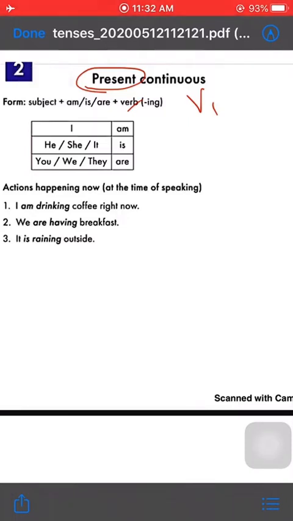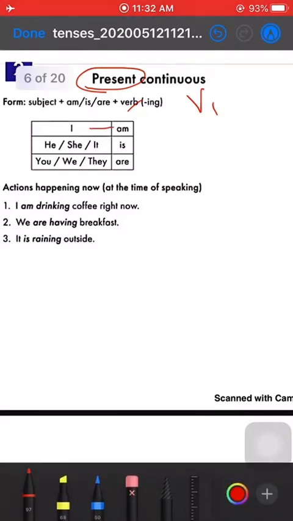Plus ing. Here you have to add something to the verb, which is ing. Now we usually say I am, he, she, it is, you, we, they are. So now you could easily distinguish where we have to use am, where we have to use is, and where we have to use are. Clear? For example, I am drinking coffee right now.